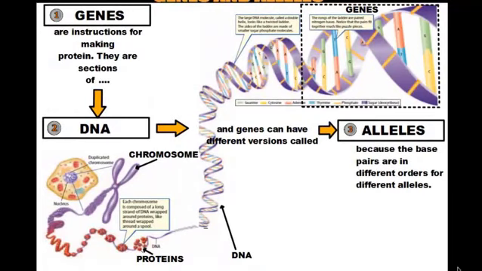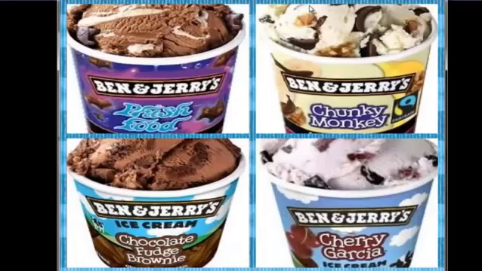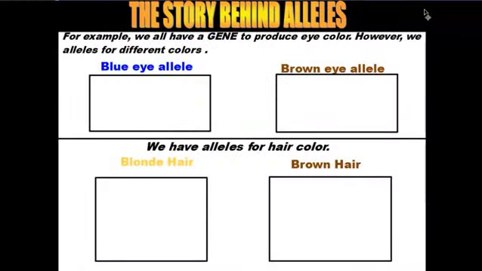So let's take a look at some examples of what alleles are. Now, as I said, different versions of genes are called alleles, so alleles are kind of like ice cream. As we all know, there's a certain way to make ice cream, but differences in the recipes call for different flavors. As we take a look here, each one of these flavors, like the fish food and the chunky monkey and the chocolate fudge brownie and cherry Garcia, those could be alleles for ice cream. They are all ice cream, however, they're different versions of that same kind of ice cream.